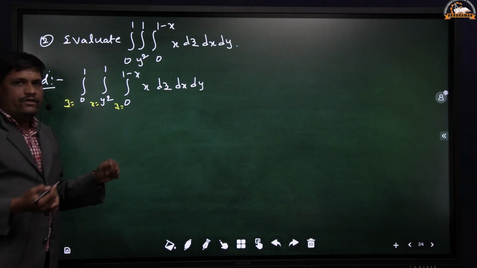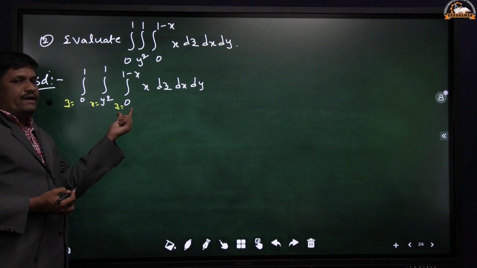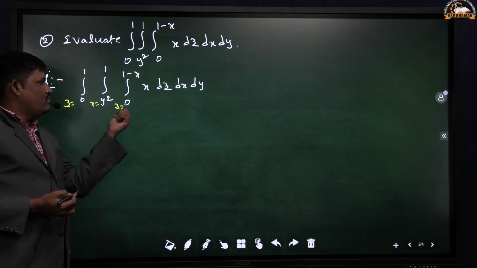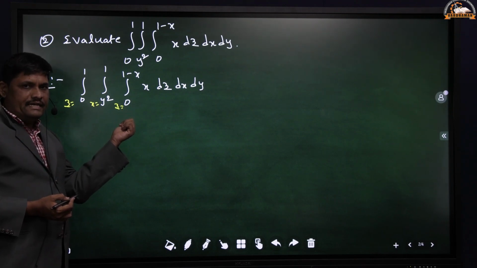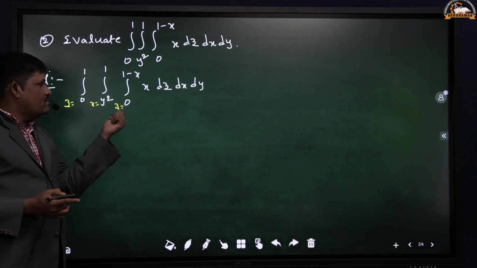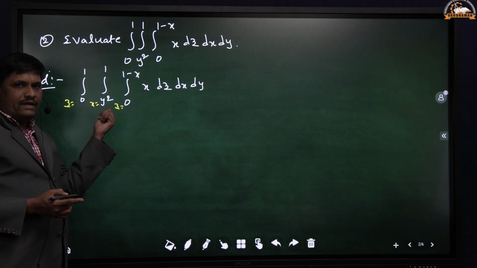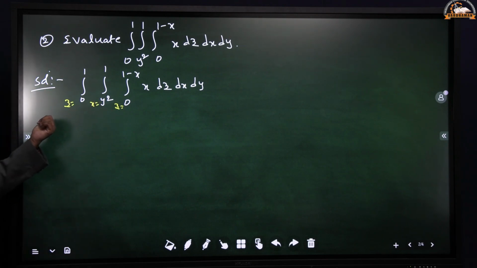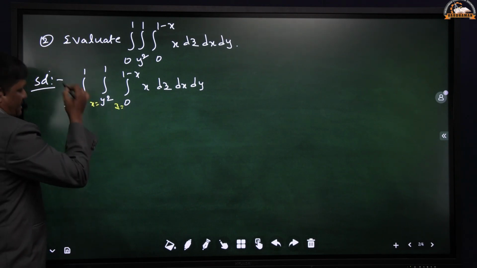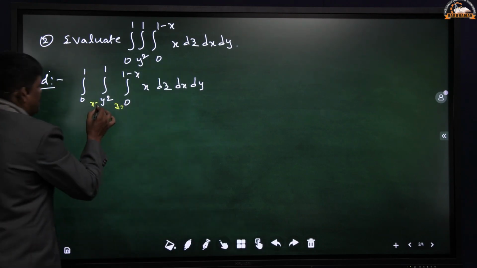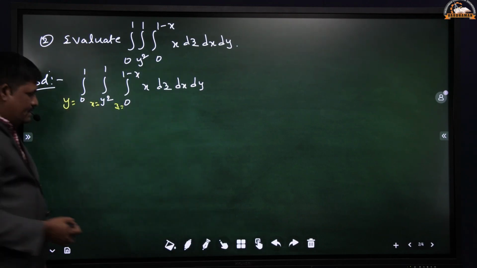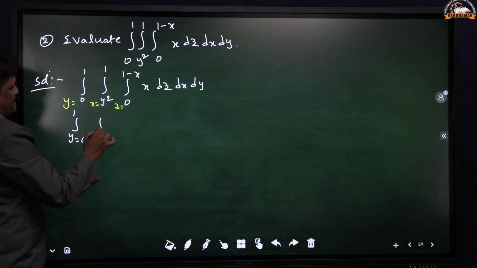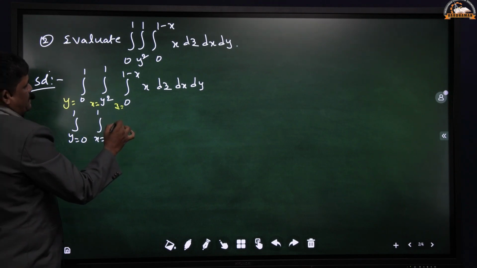Hope you understand. You may question me, why can't I take this as y? If you take y here, y is already repeating here. So the first integration must be z. Then with z taken, x and y are left; y is available, y square is available, so x is possible. Then the last one: z taken, x taken, the last one is y.